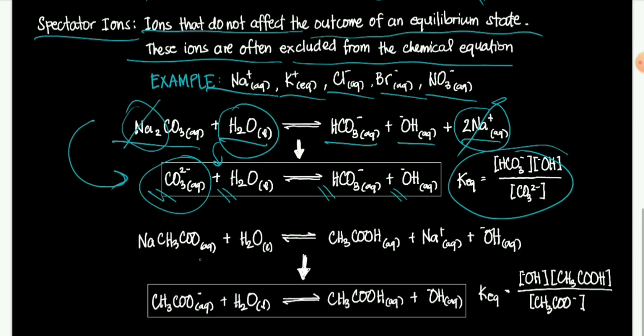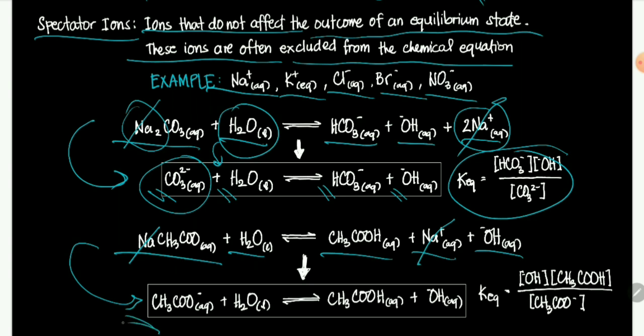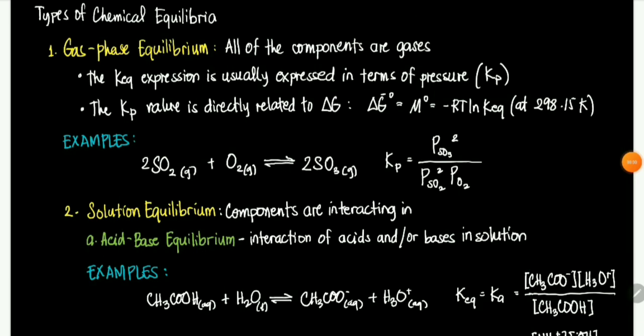So, ganun din dito sa sodium acetate plus water produces acetic acid plus Na+ plus hydroxide. So, wala na yung Na+. Okay, tatanggalin natin yan kasi yan ay spectator ion. So, mangyayari, that's acetate plus water produces acetic acid plus the hydroxide ion in solution. So, this is the KEQ that we need. So, wala na dyan yung sodium. Okay? So, now let's proceed to the types of chemical equilibria.